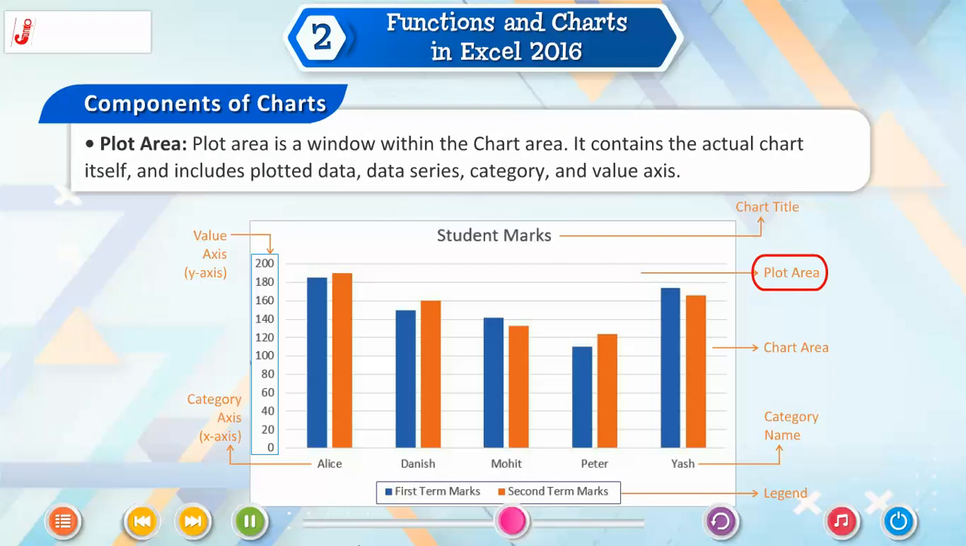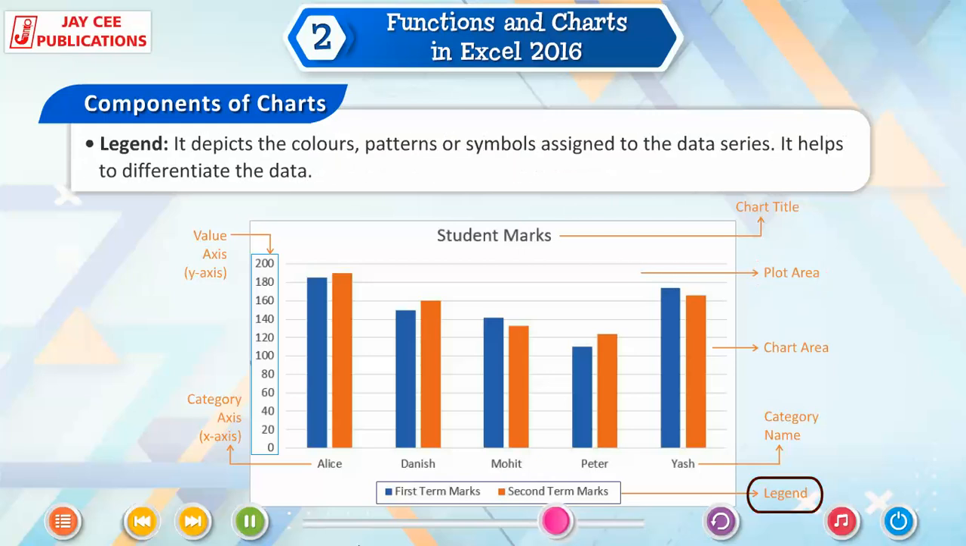Plot area. Plot area is a window within the chart area. It contains the actual chart itself and includes plotted data, data series, category, and value axis. Legend. It depicts the colors, patterns, or symbols assigned to the data series. It helps to differentiate the data.